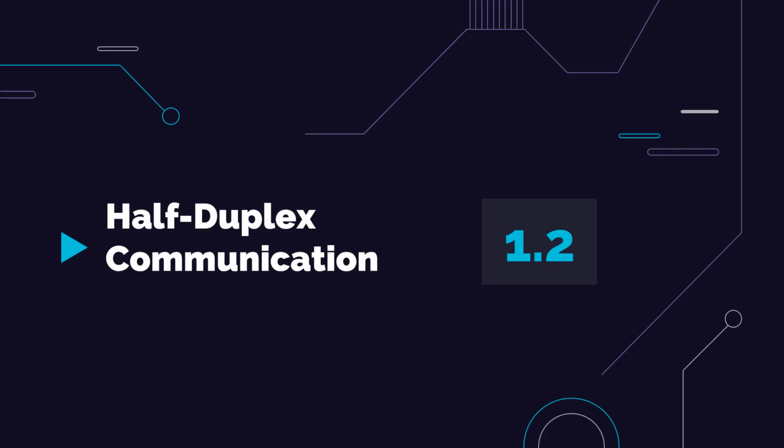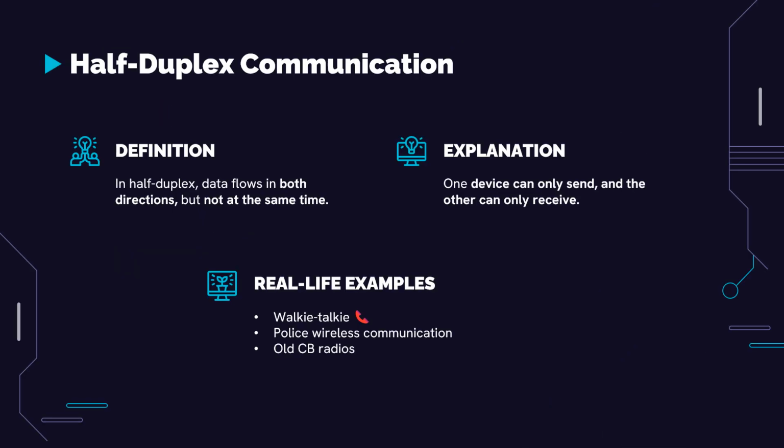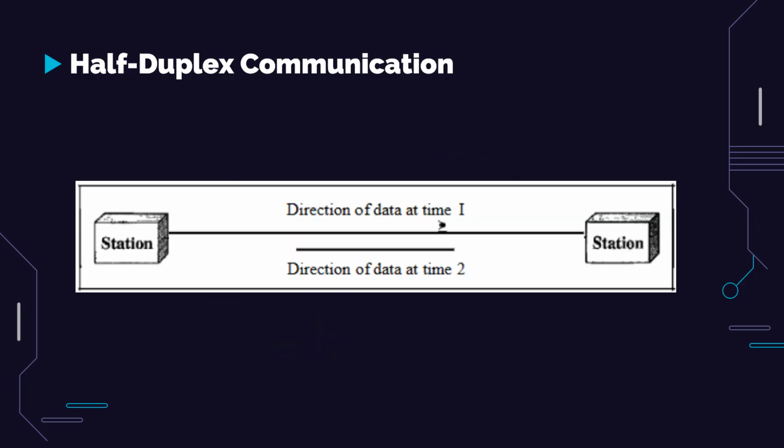Let's see half-duplex communication. In half-duplex, data flows in both directions but not at the same time, meaning only one device transmits at a time. The real-life examples of half-duplex are walkie-talkie, police wireless communication, and CB radios. When using a walkie-talkie, one person talks while the other person listens. Both cannot talk at the same time, as you can see in the block diagram of half-duplex.